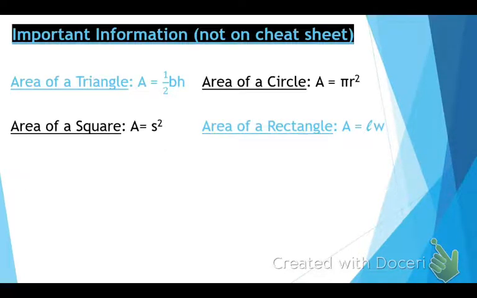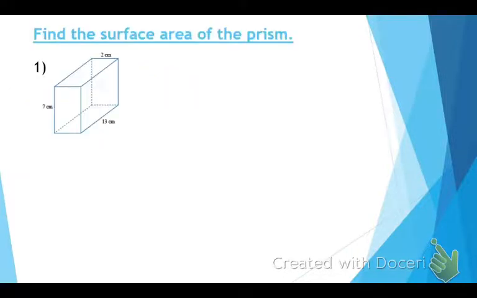This right here, however, is a part that you will not have on your cheat sheet. So this is something I do expect you to know. These are the formulas that we learned back when we were in school for finding the area of a triangle, square, circle, and rectangle. So make sure this part is memorized because this will not be on your cheat sheet for the quiz. So I'm going to go ahead and hop right into it.